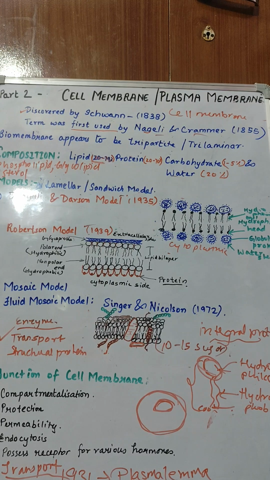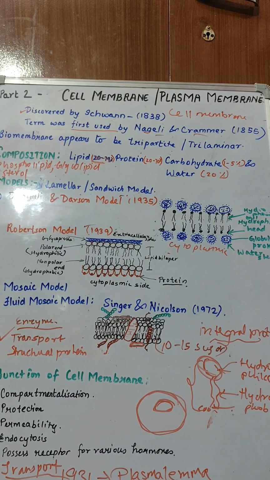So carbohydrate is present in the form of hexose, that is fructose, mannose, galactose, such kinds of sugar will be present. Then water, around 20% water it will contain. Okay, so plasma membrane contains lipid, protein, carbohydrate and water.